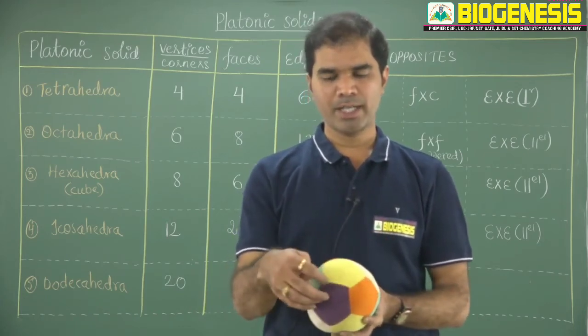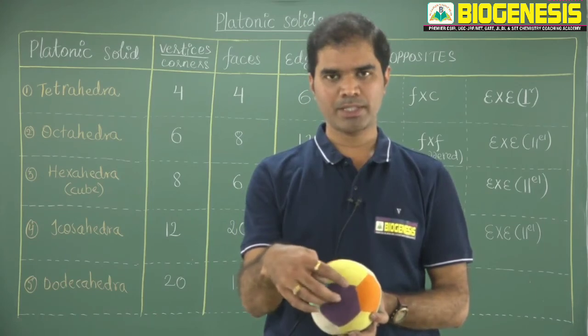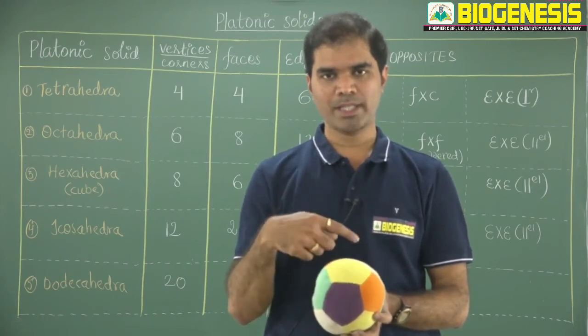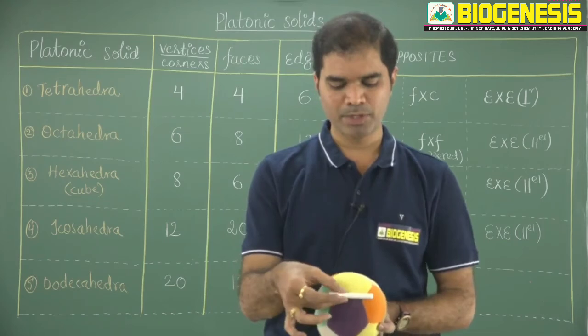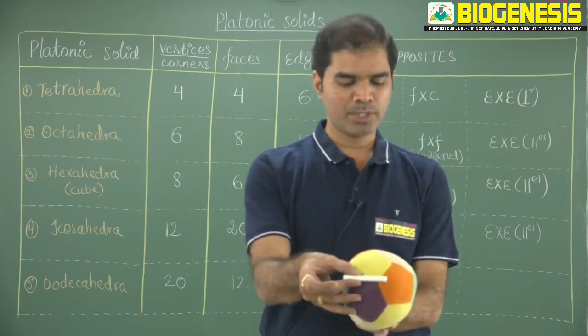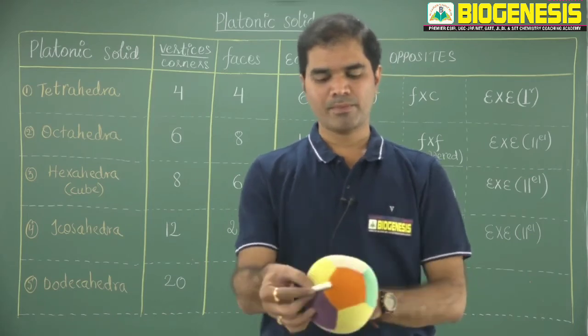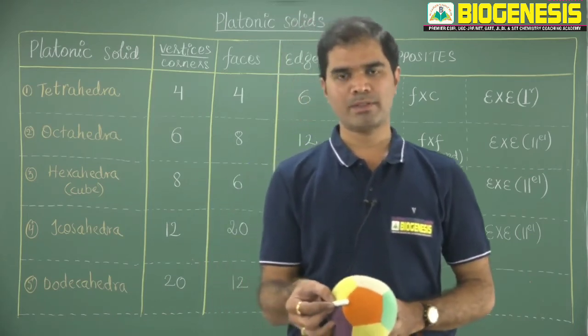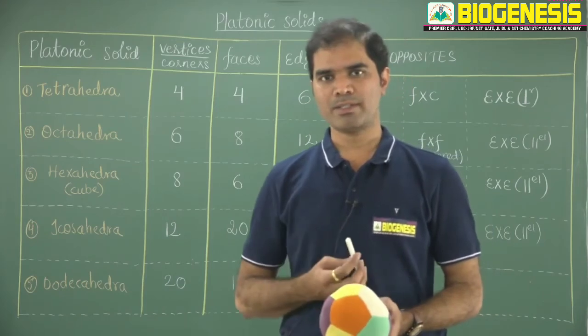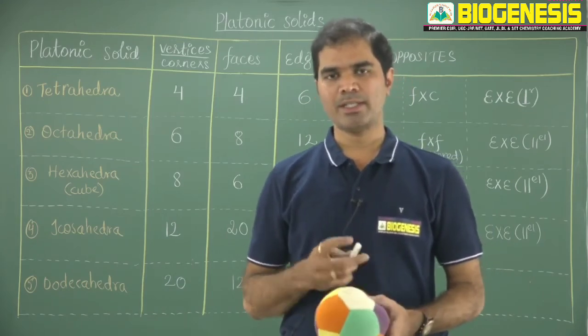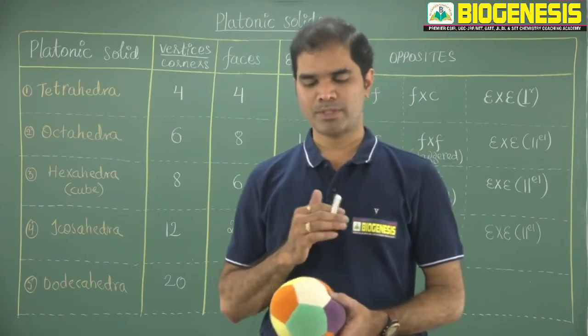If I try to take any edge, suppose that I am choosing this edge, exactly opposite will be another edge which is parallel. You check. Suppose this is the edge, exactly opposite will be another edge which is parallel to it. So edge to edge is opposite, they are parallel. Face to face are opposites, they are staggered, and corner to corner are opposites.